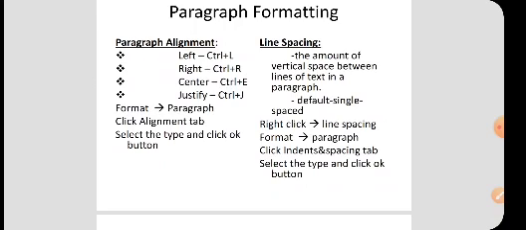Okay, so there are 4 types of paragraph alignments. So what is alignment? Alignment is the way in which the lines of a paragraph are left aligned, or right aligned, or center aligned, or justified. So what are the types of alignment? Left, right, center, justify. The shortcut keys are Ctrl+L, Ctrl+R, Ctrl+E and Ctrl+J.